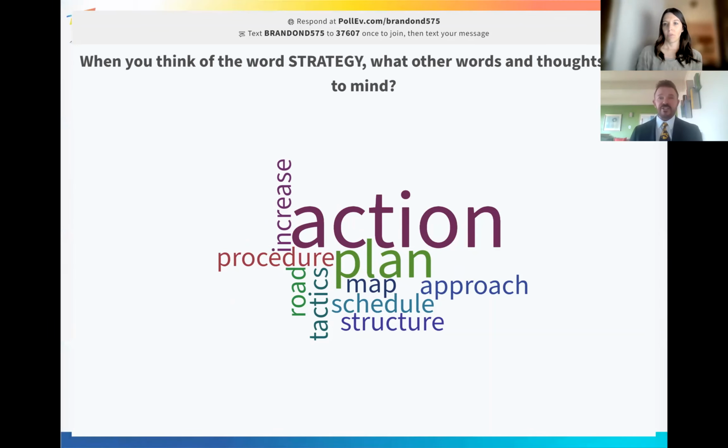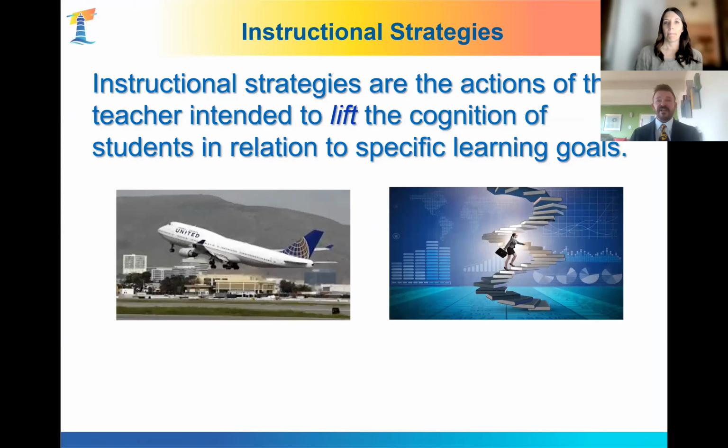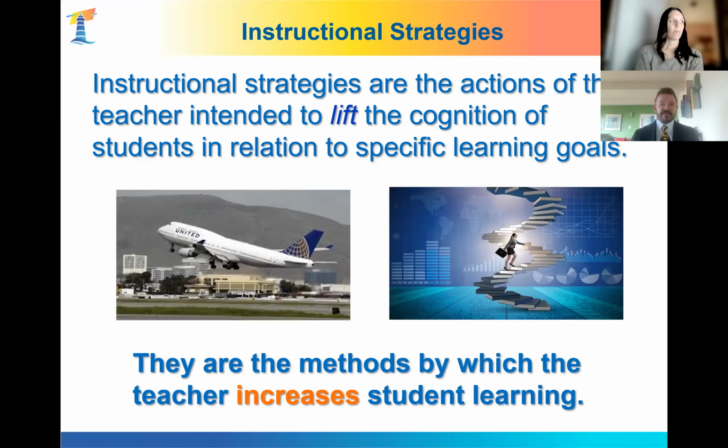But for Angela Perry, as she talks about instructional strategies, she says that they are the actions of the teacher intended to lift the cognition of students in relation to a specific learning goal. In this case, it's probably a learning standard that they're trying to meet. And strategies are really the methods by which the teacher increases student learning. Over time, as they move through the cognitive rigor matrix down and to the right, they're actually lifting the cognition of students.